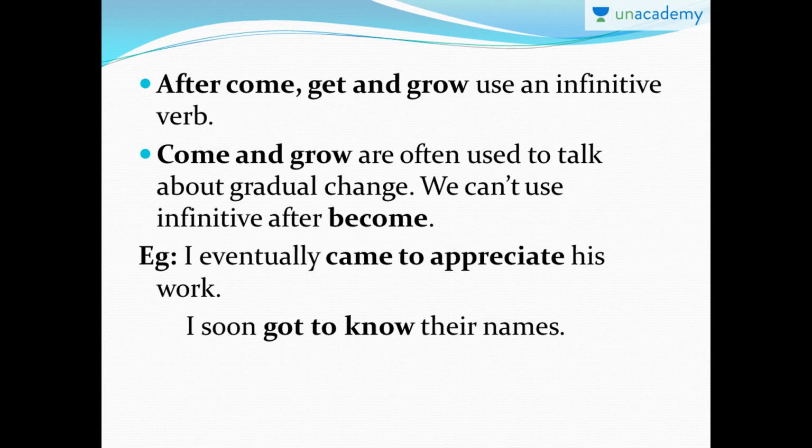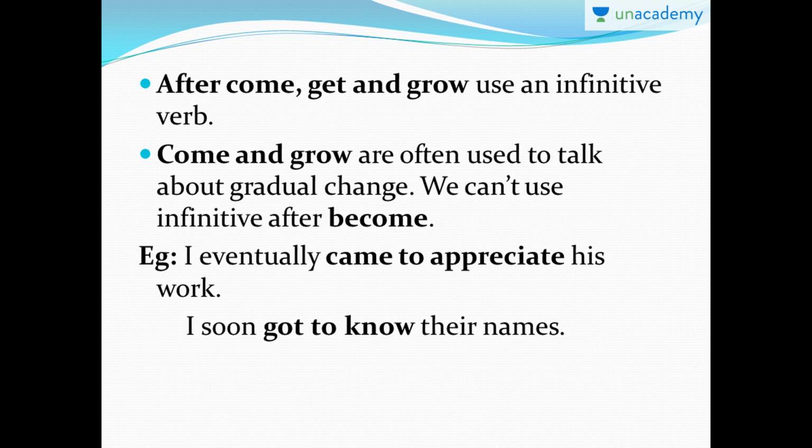So the next one, after come, get, and grow, we use infinitive verbs. So infinitive verbs are the verbs which are not conjugated. For example, to play, to talk. These are infinitive verbs. So conjugated verbs is I talk, you talk, she talks. Okay. So after come, grow, and get, always use an infinitive verb.